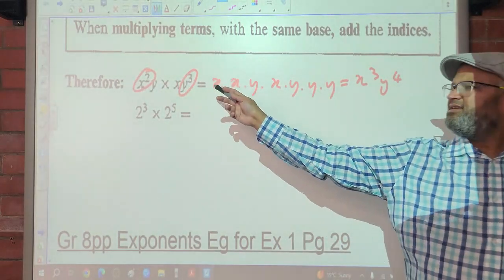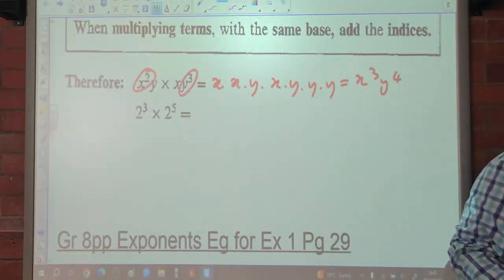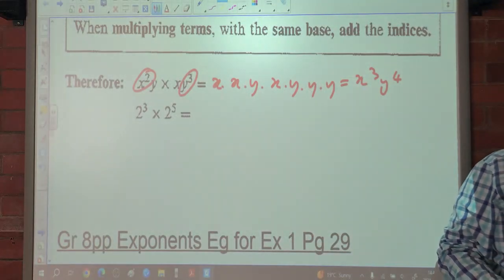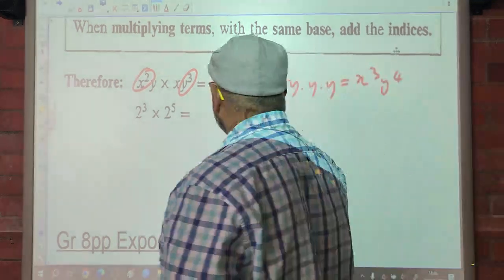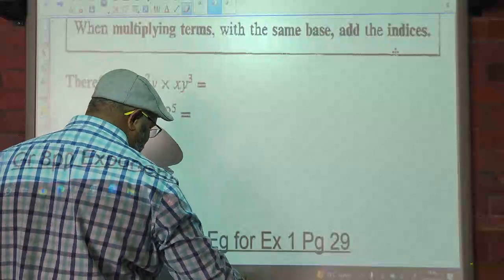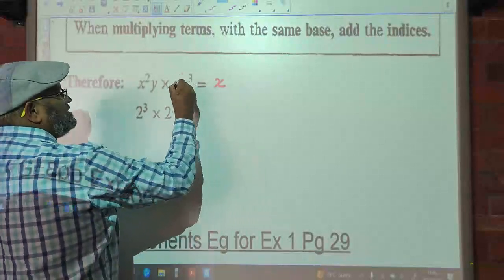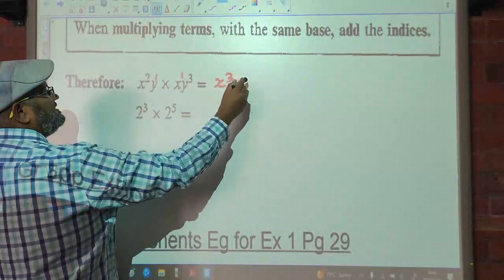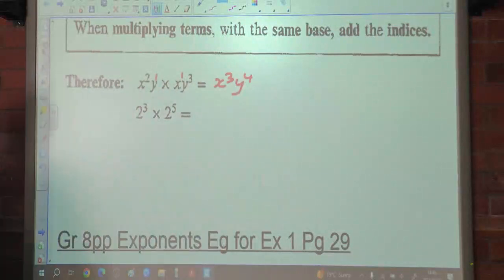No. Why? Because we have a simplified version of the rule. So, when we're multiplying and bases are the same, add the exponents. So that will be x, 2 plus 1 is 3, y, 1 plus 3 is 4. What will the next one be? 2 cubed times 2 to the 5. Yes? 2 to the power 8. You all agree with that? Yes, Michael?